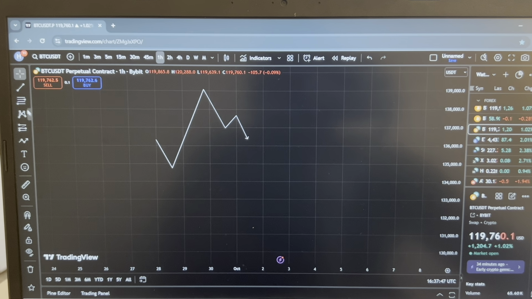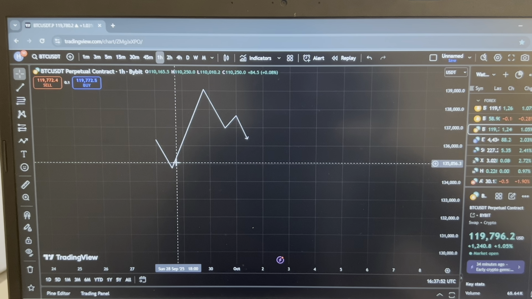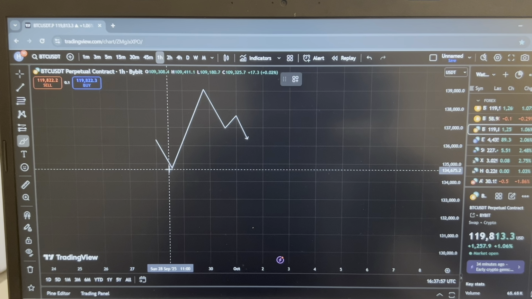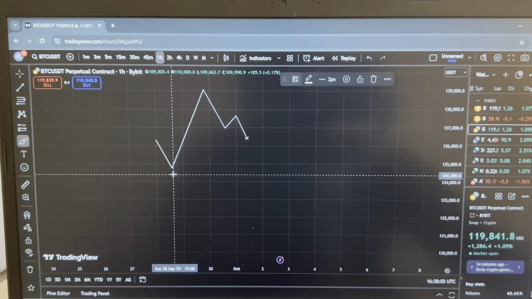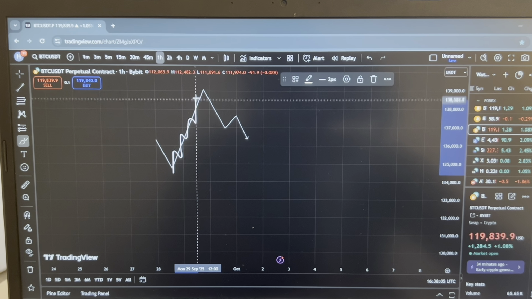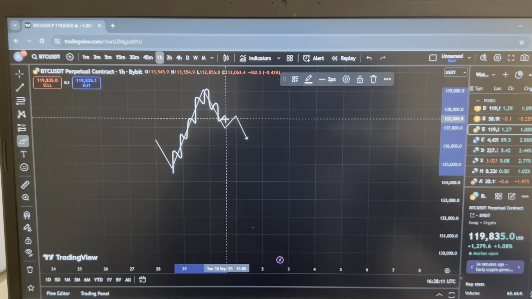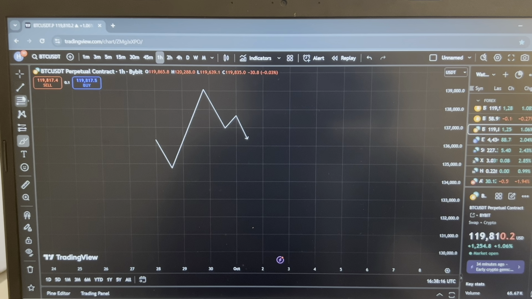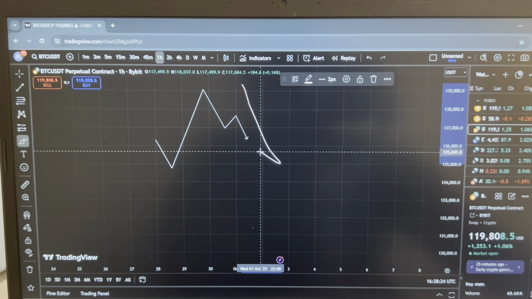Okay, so this is the downtrend scenario. The market was initially going in an uptrend, and then it started making lower lows and lower highs, and it's actually going down. So right now we need to identify how long this downtrend is gonna continue.